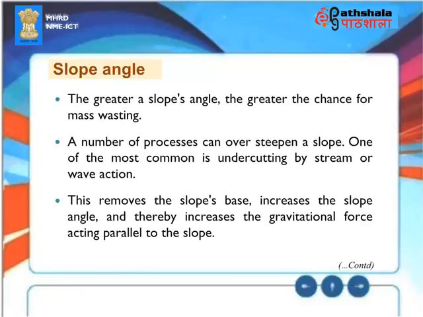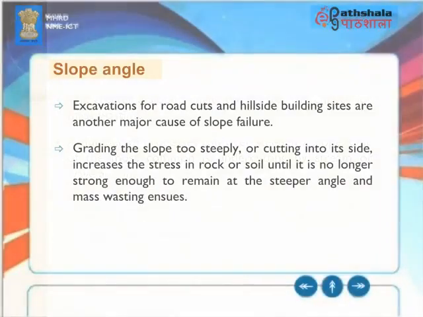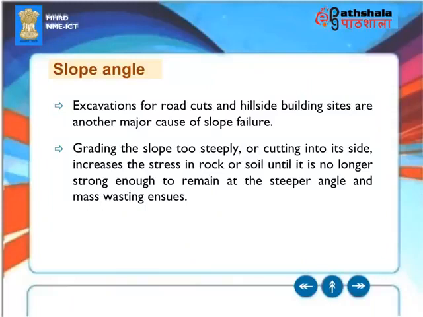A number of processes can oversteepen a slope. One of the most common is undercutting by stream or wave action. This removes the slope's base, increases the slope angle, and thereby increases the gravitational force acting parallel to the slope. Excavations for road cuts and hillside building sites are another major cause of slope failure.